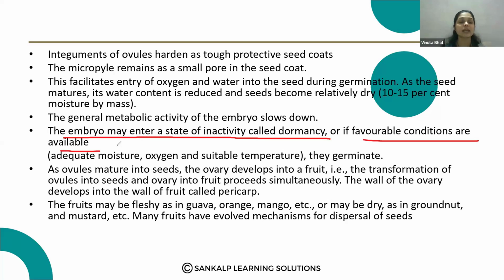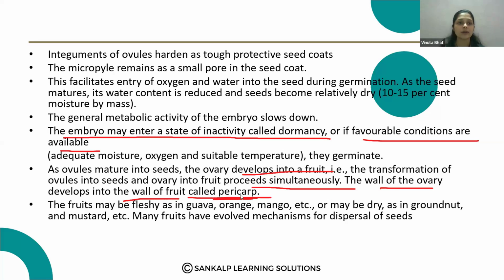When the favorable conditions are present, the embryo will develop into a plant that is able to germinate. The ovules mature into seeds, and the ovary develops into fruit. The transformation of the ovules into seeds and the ovary into fruit proceeds simultaneously. The wall of the ovary develops into the wall of the fruit, called the pericarp.